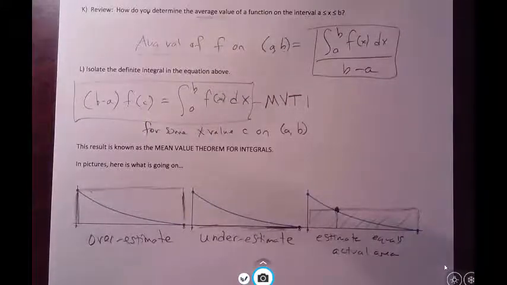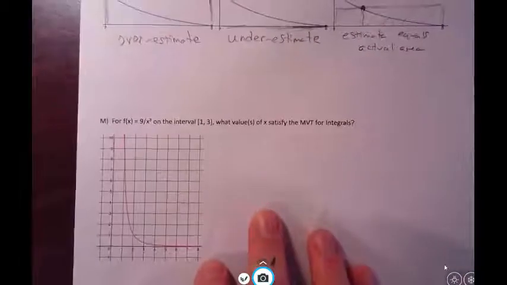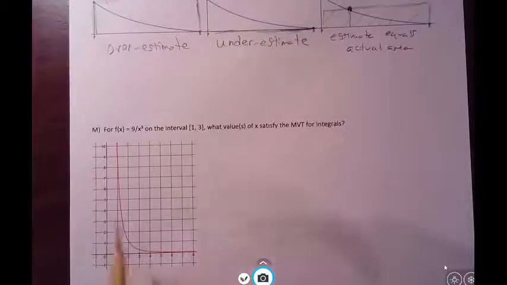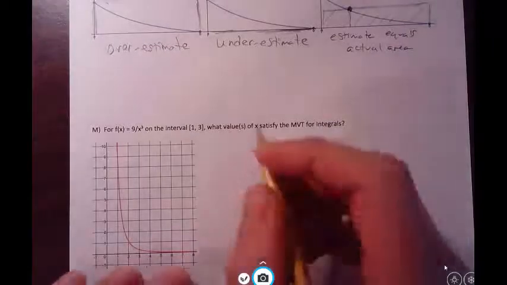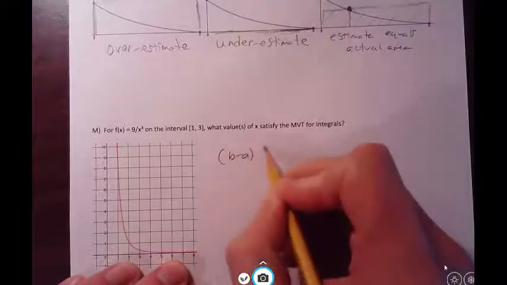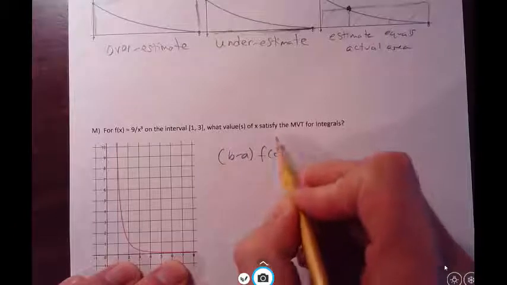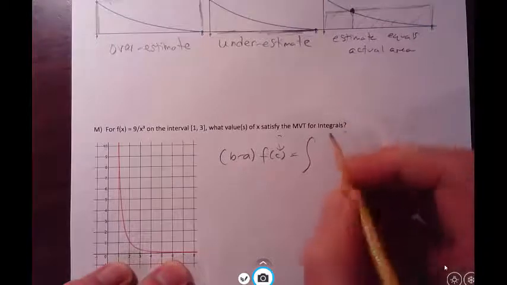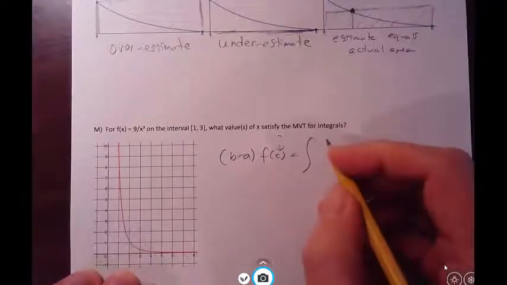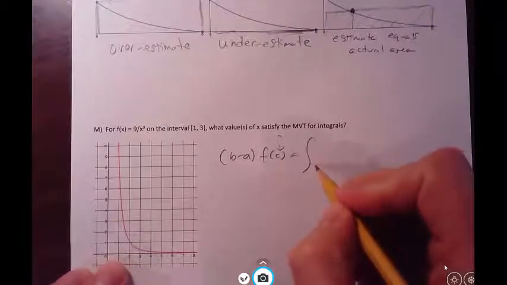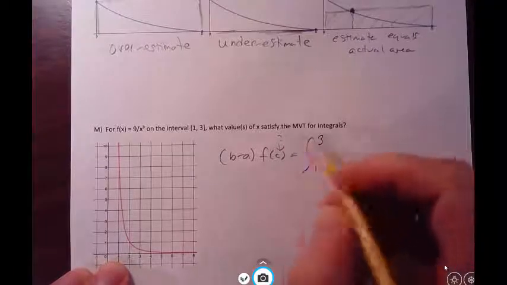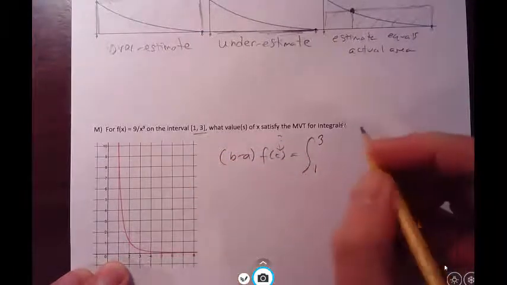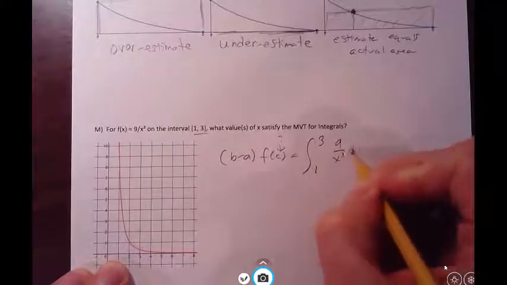So let's look at an example. We've got a function, we've got an interval. It says what values of x satisfy the MVTI. So MVTI says b minus a times f of c somewhere. This is what we're going to have to figure out, is that c value, is equal to the integral, I should say. I guess I can just plug in, this is from 1 to 3. That's the interval they're giving us, for 9 over x cubed.